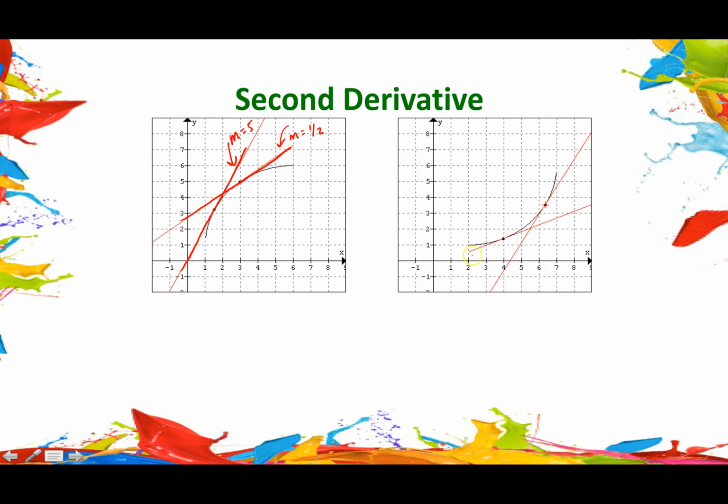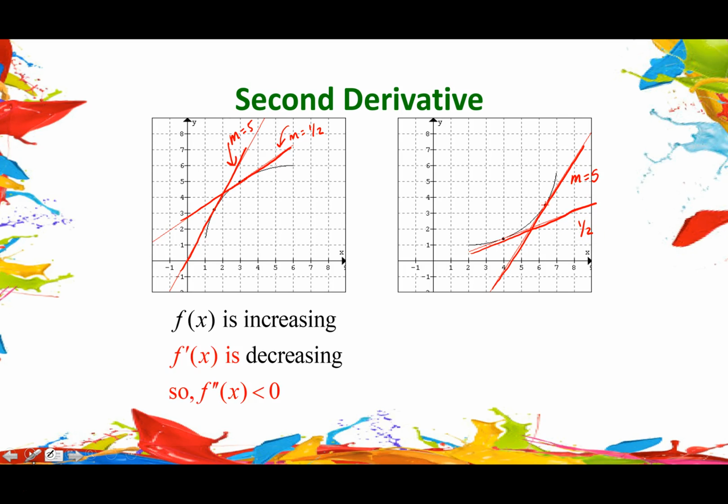And how about this one over here? Well, this one looks like a slope of 1/2, but this one looks like a slope of, say, something like 5 or 4 or a bigger number. So in other words, the slope of your tangent lines is increasing. So you can see here that the function is increasing, but the derivative is decreasing, meaning the slope of my tangent line is going from 5 to 1/2, meaning the derivative is going down. So we would say that the slope of our derivative is negative because it's decreasing, and that's why we would say that f double prime of x is less than 0.